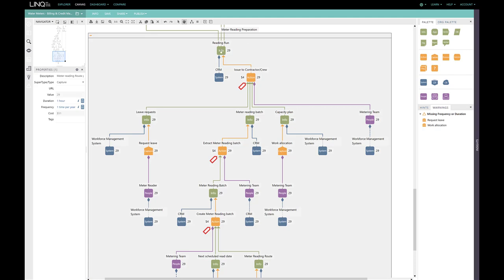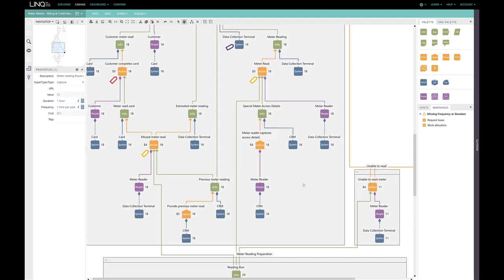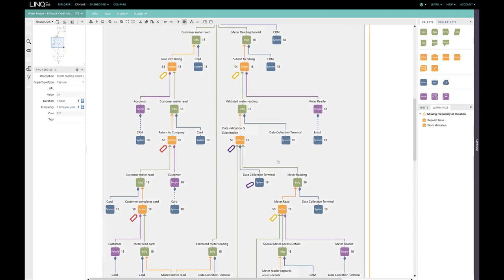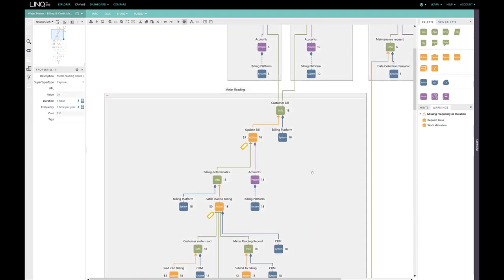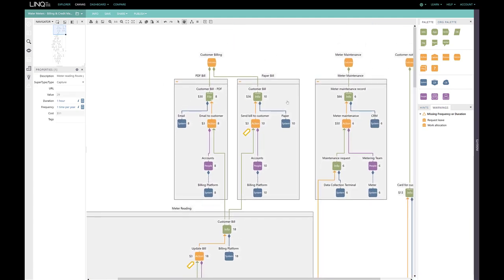To the point the reading run is created in the CRM, it's then allocated to a team to go and do the meter read. We either miss the meter read or we perform the meter read, and ultimately we get to the point where we are able to issue a bill to our customer. This is how the LINQ language becomes real for organizations as they build their digital twins.